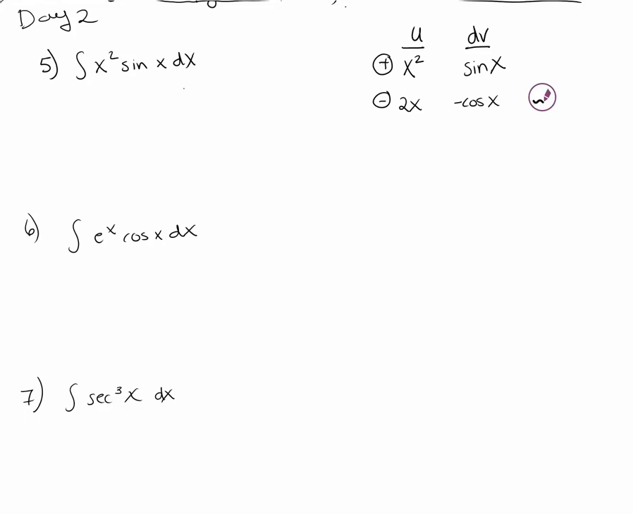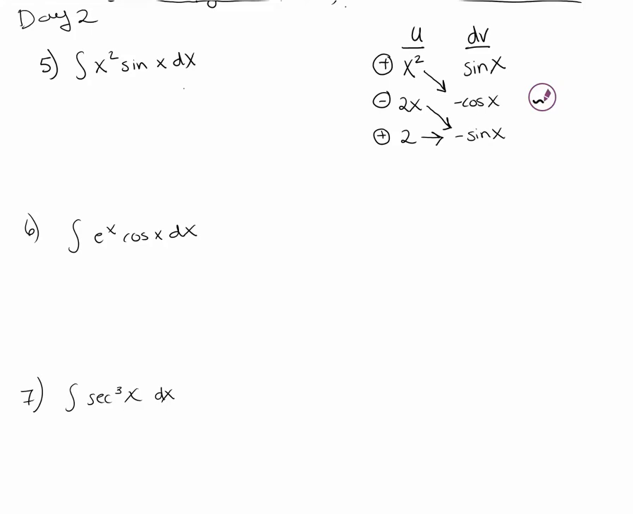I'm going to repeat the use of integration by parts. So the derivative of 2x is 2. The integral of negative cosine x is negative sine x. At this point I can see that 2 and negative sine x, yes, I'd be able to integrate that. So the signs always go plus, minus, plus, minus, plus, minus, and you draw your arrows down until you get to a line where you can actually integrate.